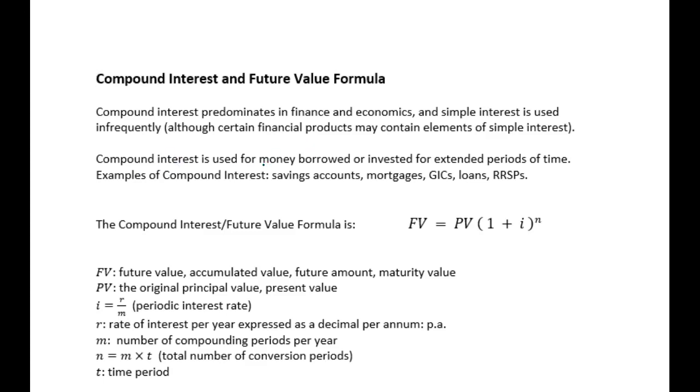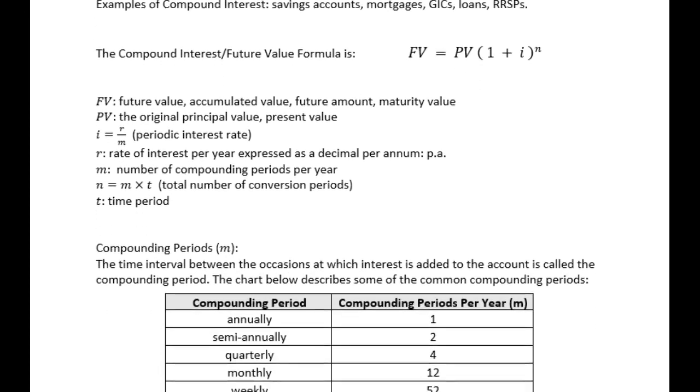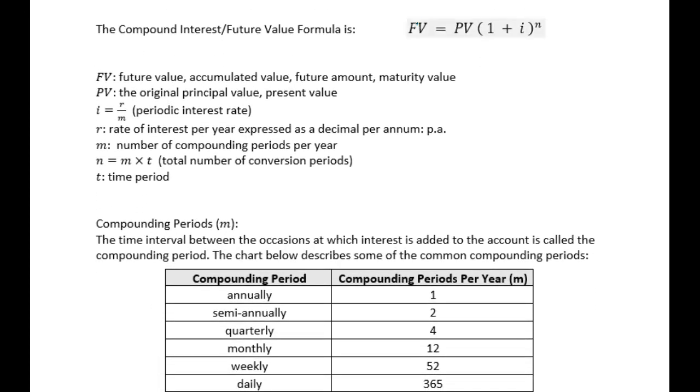So it's used for money borrowed or invested for a long period of time: savings accounts, mortgages, GICs, loans, RRSPs, all that kind of stuff uses the idea of compound interest. So let's look at some examples and utilize the formula related to it. So here's our compound interest or future value formula.